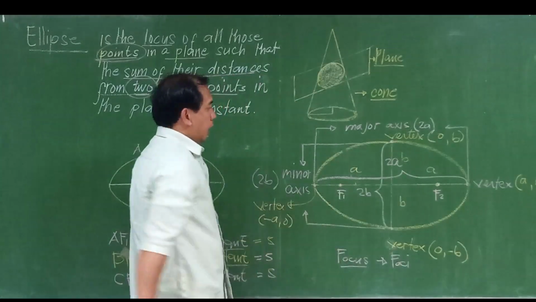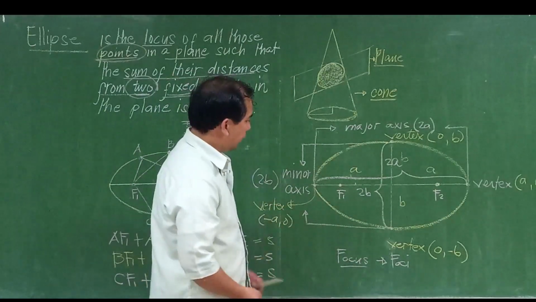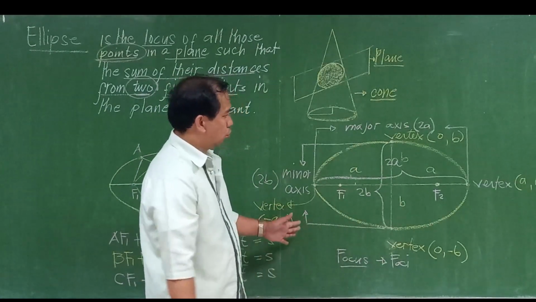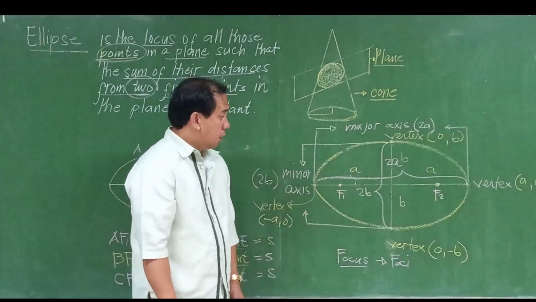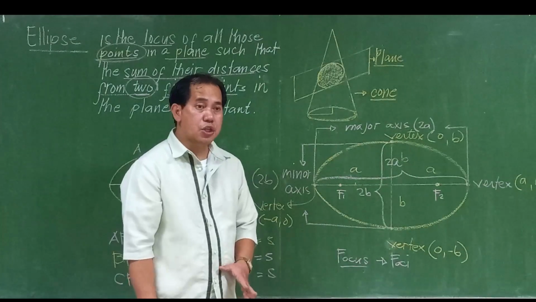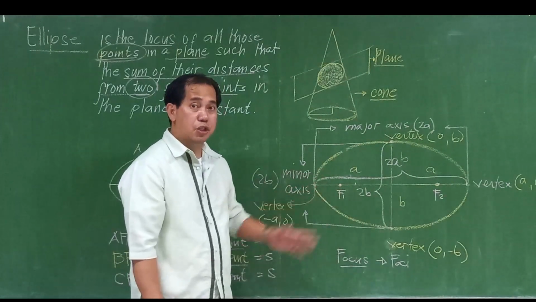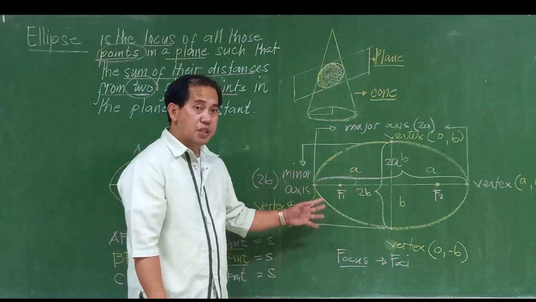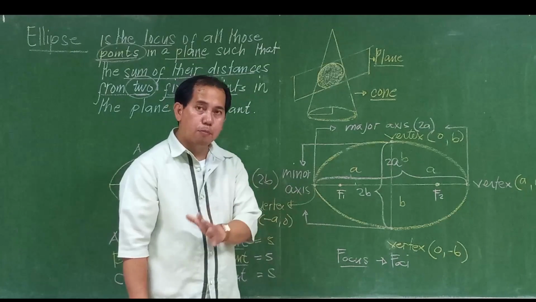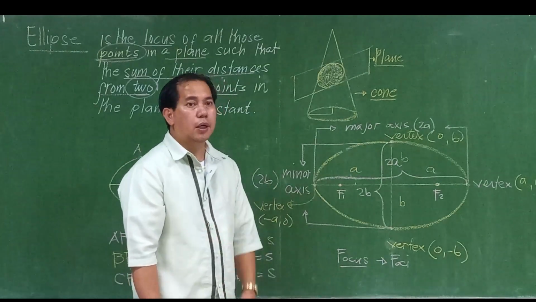So, as you can see, everything is being labeled. So you try to recognize, you try to go over the labeling, so that when we are going to touch the calculation, these things are very much important. We need them as our foundation when we compute the standard equation for an ellipse.